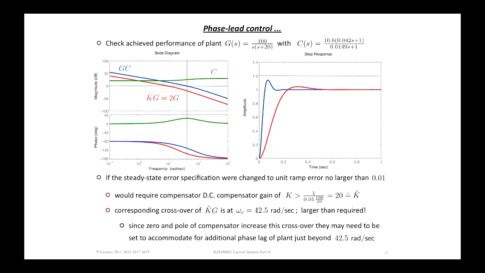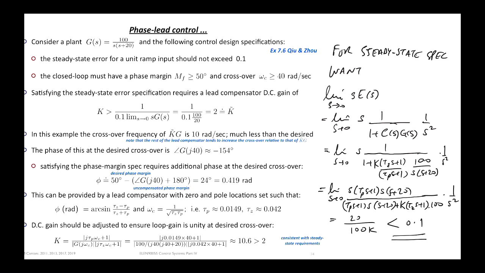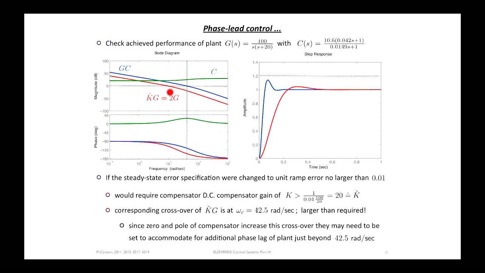So this is showing what the Bode plots look like. These are the step responses that you get. You can see here this is what you get with the constant gain controller that would just meet our steady state specifications. The issue is that its crossover frequency is too low, so it's going to give us a settling time that's too long according to our specifications.